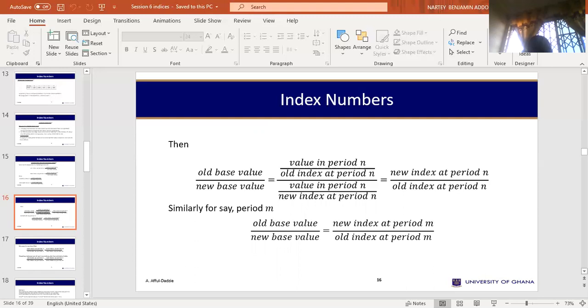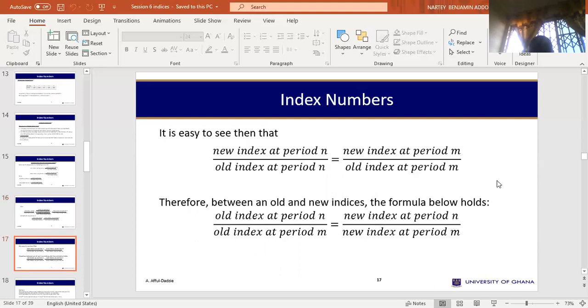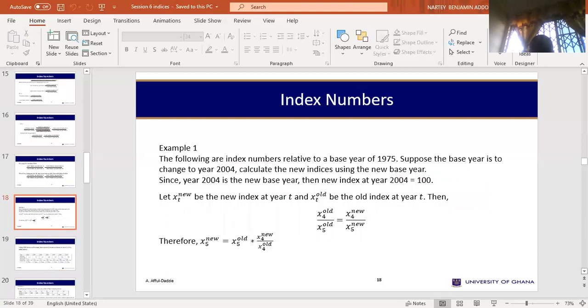Okay, so let's look at whether there's an example. So he's saying that it is easy to see that new index at period n over old index at period n is new index at period m over old index at period m. Therefore, between old and new index numbers, the formula below holds. You have to study a lot of formulas. So this is an example.